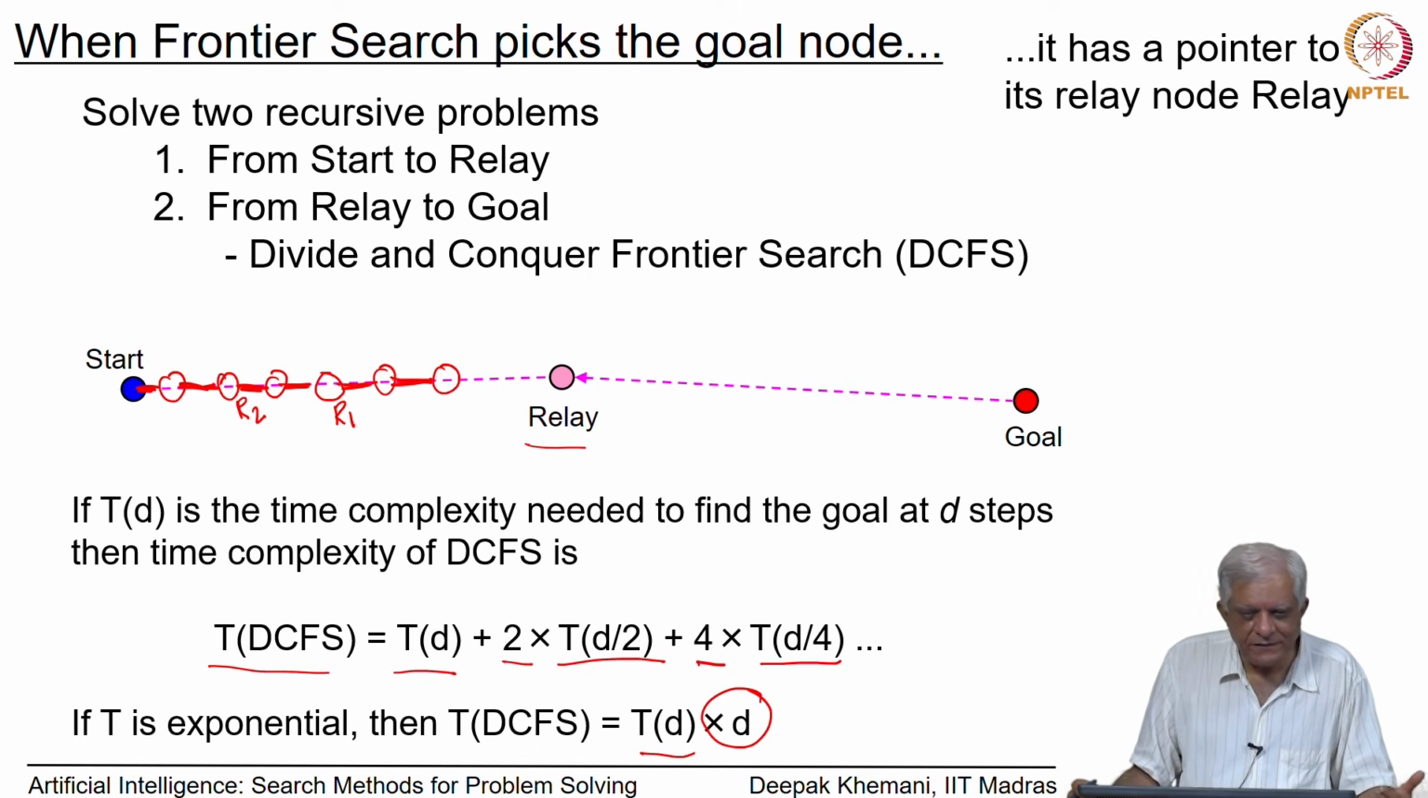So, what we have achieved here is that we have managed to cut down on the closed space requirement, but at the expense of this extra cost, which may be at most d times the original cost, where d is the depth of the goal node.